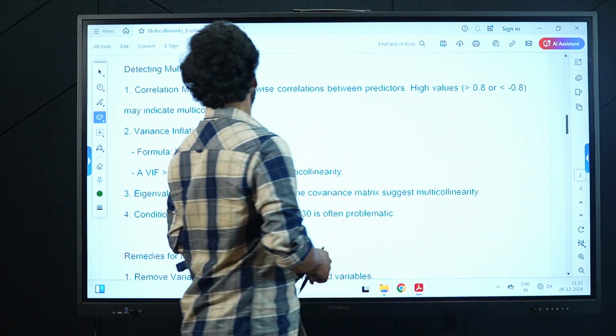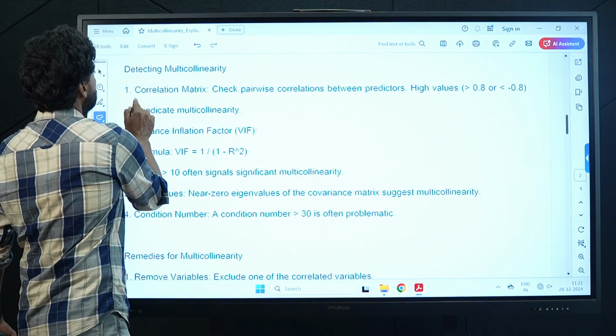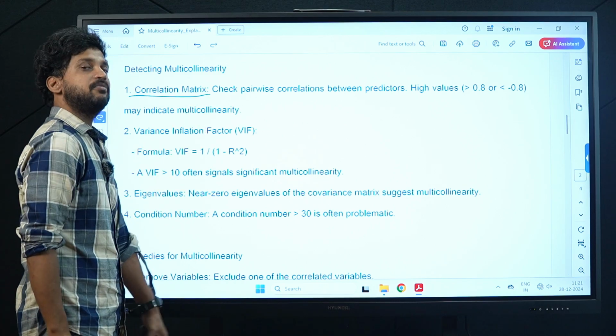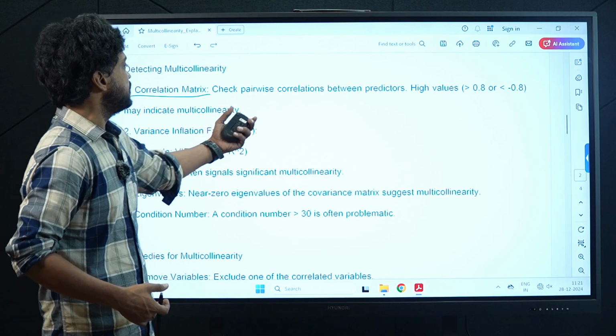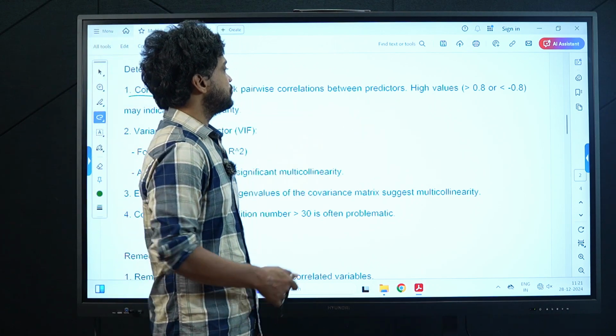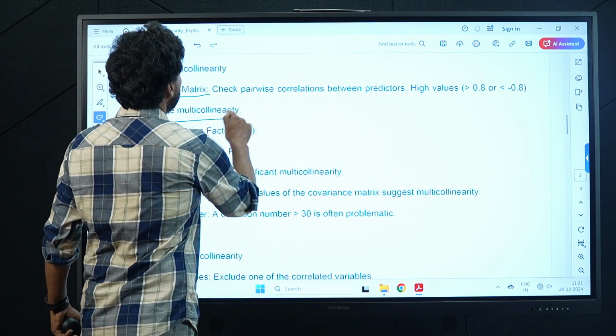How to detect multicollinearity? We'll go for the correlation matrix. There is something called a correlation matrix through which we'll be able to predict the multicollinearity. Check pairwise correlation between the predictors. High values may indicate multicollinearity.